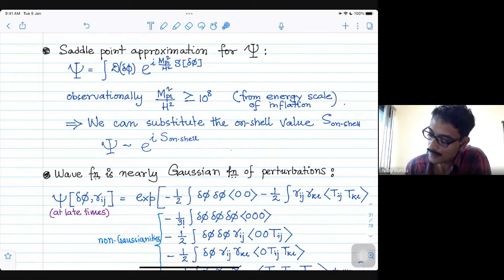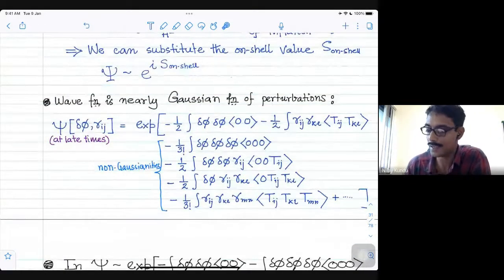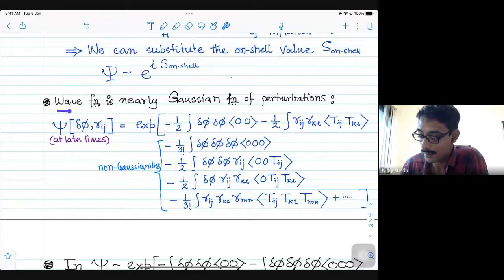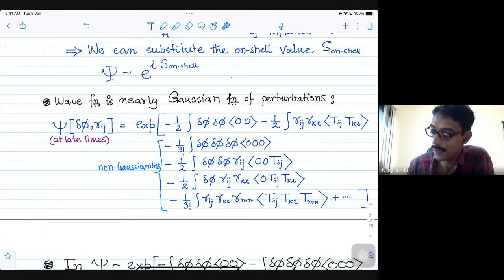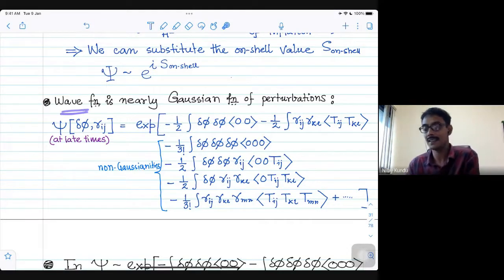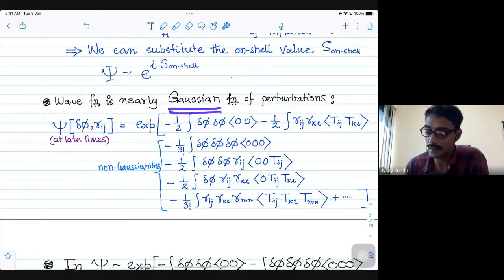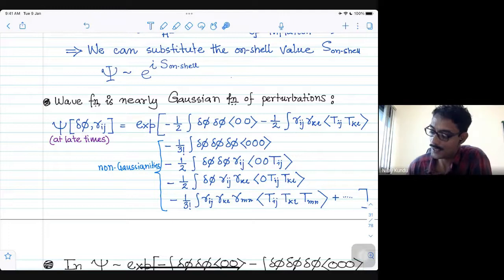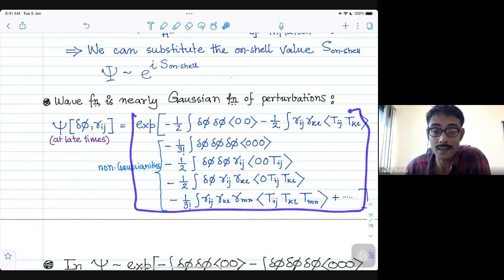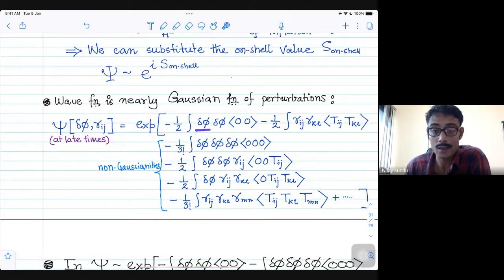We can then use the fact that the correlation functions, or whatever we observe in Planck data or any observations, tell us that this wave function is nearly Gaussian, and so I can write this wave function, which is a functional of the late time values of the perturbations, to be something like this, which I've written on the right hand side, where I can see that this delta phi squared term appears.